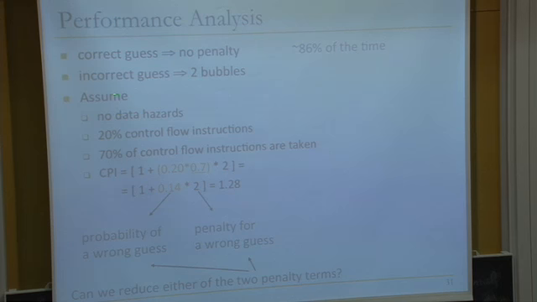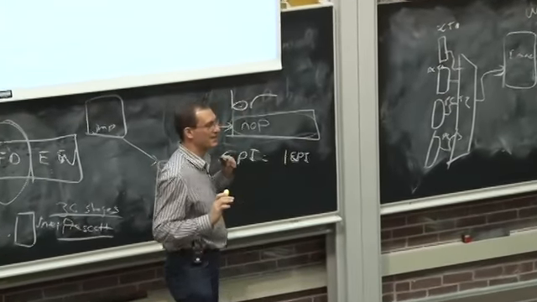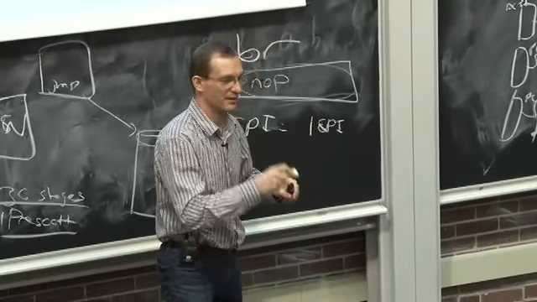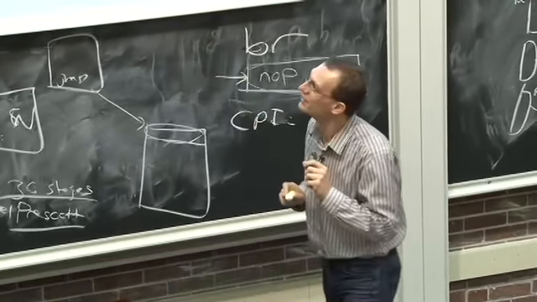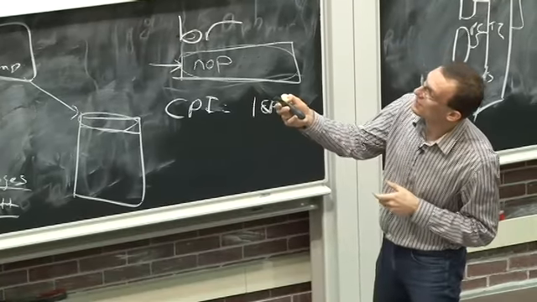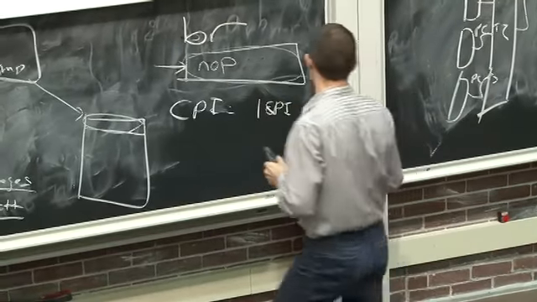Let's do the calculation. If we assume no data dependencies, there should be dependencies, and 20% control flow instructions, and 70% of control flow instructions are taken, what is your cycle per instruction? Well, normally, you definitely spend one cycle per instruction. If you have no data dependency problems or control dependency problems, you should be finishing one instruction in one cycle. That should be your throughput in the pipeline. But now you have additional cycles, if you will. And what are those additional cycles?